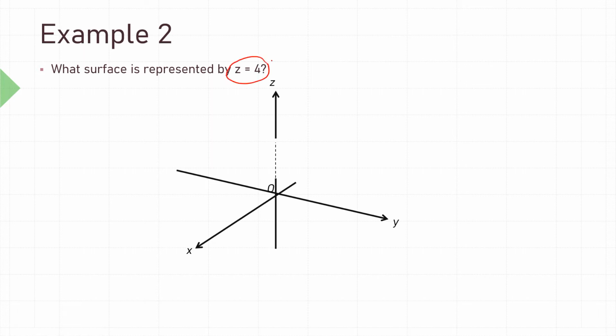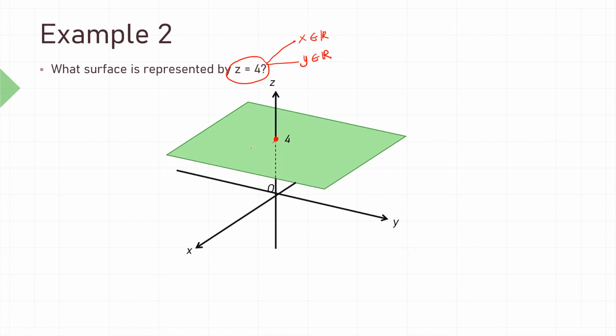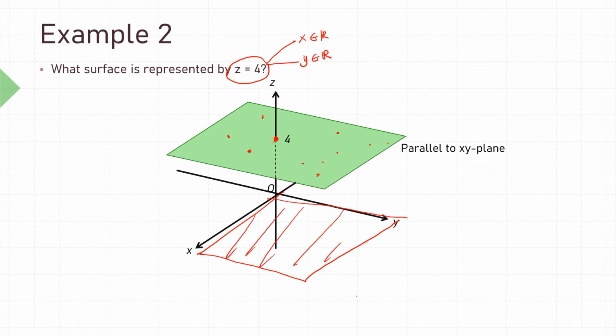What surface is represented by z equal to 4? We don't care what values x and y are, because x can be any real value and y can be any real value. At z equal to 4, suppose we have a plane here. At this point z equals 4, at this point z equals 4, at this point z equals 4, no matter what values of x and y are. Any points on this plane have z equal to 4. So this is a plane which is parallel to the xy plane, because the xy plane is over here. So this is the xy plane.